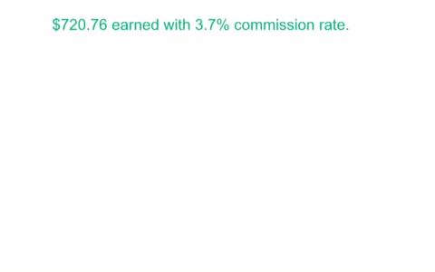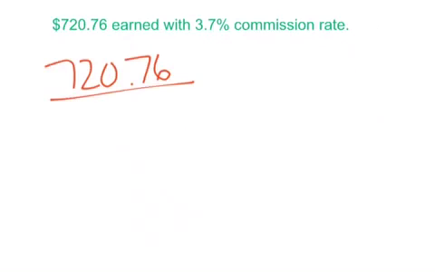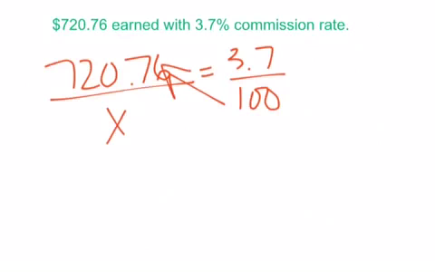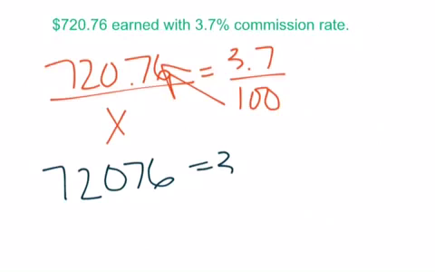All right. I earned $720.76 with a 3.7 commission rate. So I know my commission rate. So let's set that up, looking for my total sales here. So let's do 720.76. What was my commission amount? Looking for my total sales. So x equals 3.7 out of 100. So that is going to be multiplied into 720.76 equals 3.7.